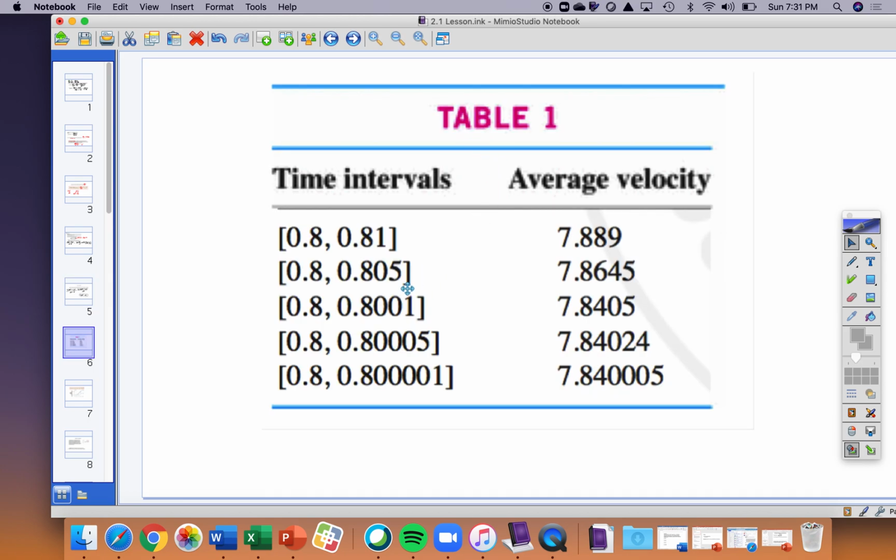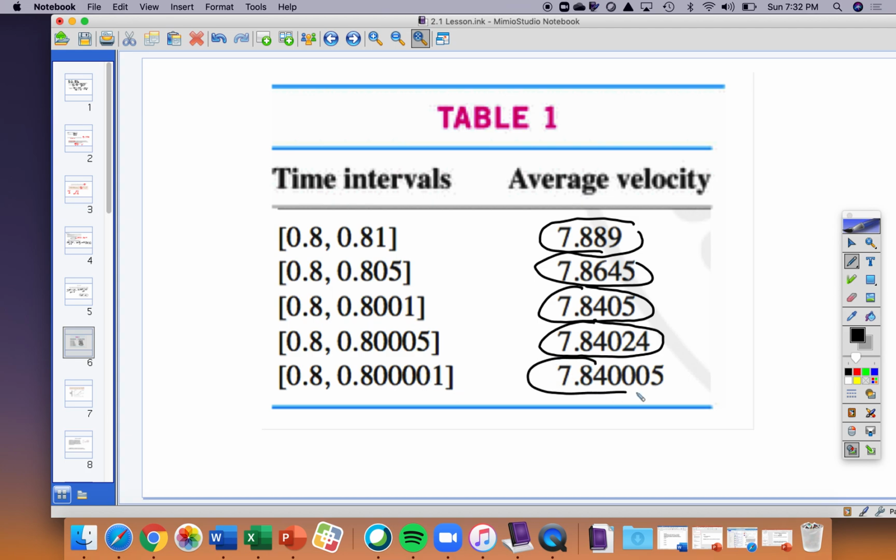Instead, I'll show you a chart. These are the two we already did. We found this value and this value because we looked at the time interval between 0.8 and 0.81, and then 0.8 and 0.805. And if we kept doing this, if we did 0.8 and 0.8001, you would get this average velocity. If you looked at the time interval of 0.8 to 0.80005, you would get this average velocity. And if you did the time interval between 0.8 and 0.80001, you would get this average velocity.